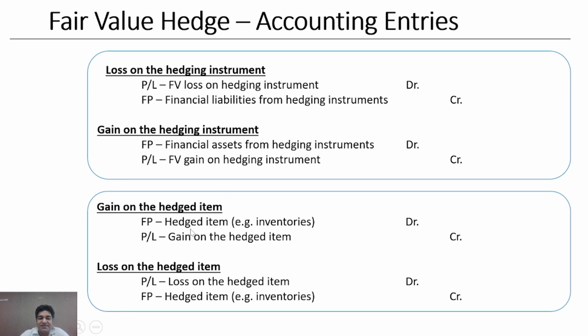Let's also understand the gains and losses on the hedged item. When there is a gain on a hedged item, the carrying amount will be adjusted. That means if the hedged item is, let's say, inventory, we'll debit the inventory, the hedged item, and because there is a gain, we'll credit the gain on the hedged item. In case of a loss, again losses are debited. Loss on hedge accounting will get debited, and the asset that is the hedged item, or I should say inventory in our example, will be credited.